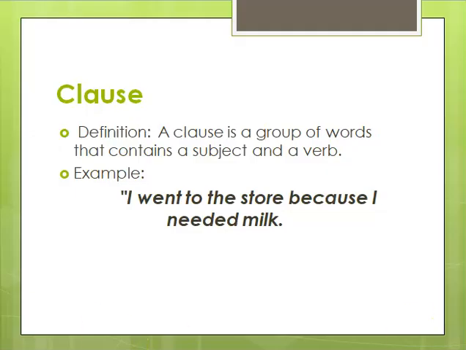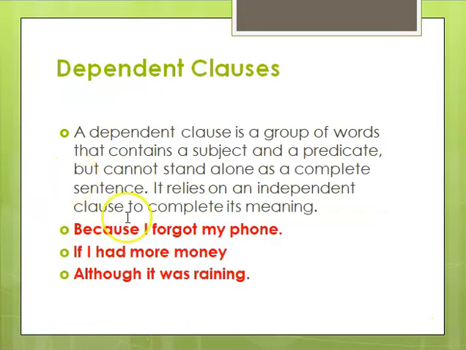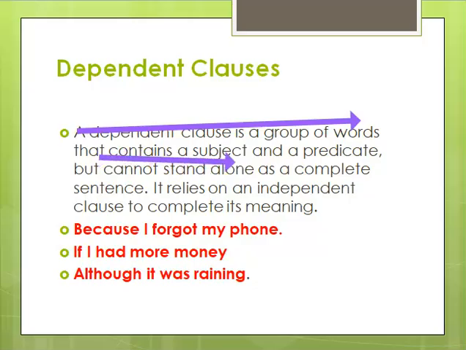Let's move on to the dependent clause. Now, what is meant by a dependent clause? A dependent clause is a group of words that contains a subject and a predicate but cannot stand alone as a complete sentence. It is a group of words like a sentence, and it contains a subject and a predicate of its own. But the most important thing is it cannot stand alone, and it relies on an independent clause to complete its meaning.